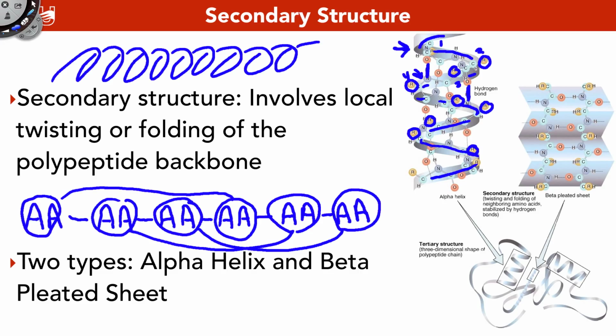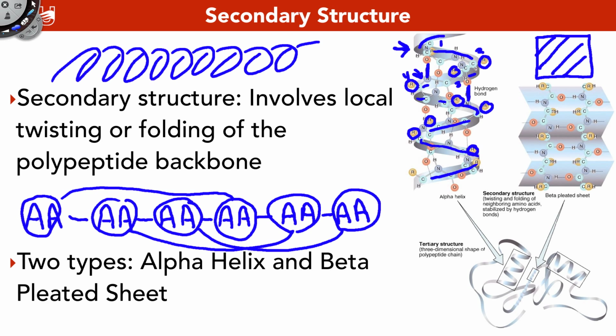Another form that can form is a beta pleated sheet. Same idea, but a different kind of configuration. Instead of being a curly fry type of shape, here we have a more plain shape, a planar, flat shape.